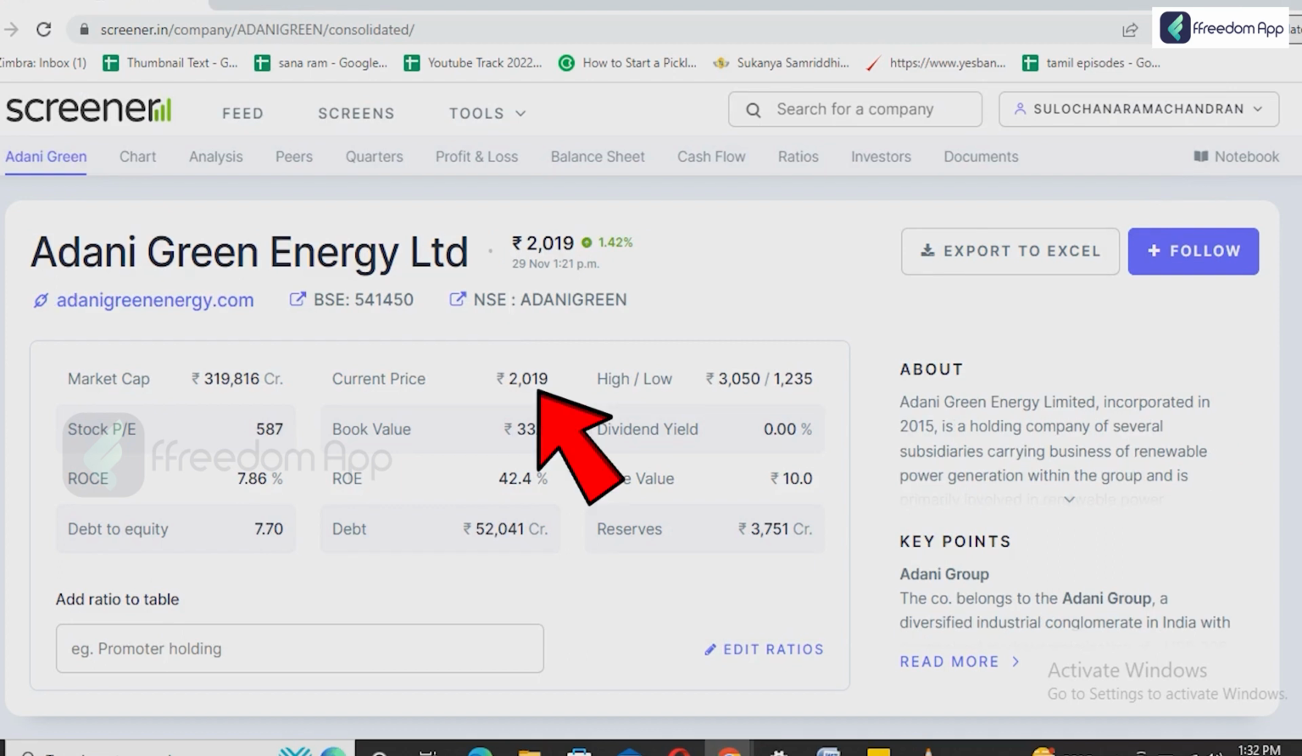The current share price is 2019. Market capitalization is 3,19,816 crore. And speaking about the stock PE ratio, it should be less because this is the amount which we are paying on one share to get 1 rupee profit. And here we are paying 587, which is actually very high. And this is the first negative on Adani Green Energy Limited.